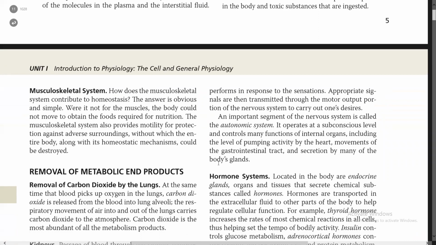Okay, now we have the musculoskeletal system. How does the musculoskeletal system contribute to homeostasis? The answer is obvious and simple. Were it not for the muscles, the body could not move to obtain the food required for nutrition. The musculoskeletal system also provides motility for protection against adverse surroundings, without which the entire body along with its homeostatic mechanism could be destroyed.